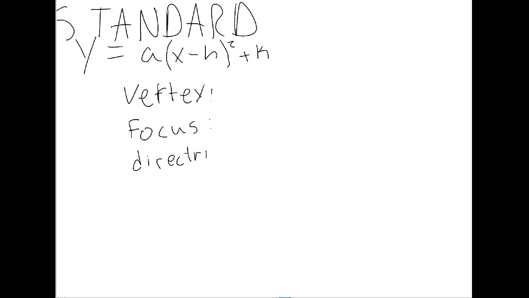Now, the vertex of a parabola is where the two sides of the parabola meet. So let's say we've got an XY coordinate plane over here, and we've got a little parabola going on. Okay? Now, the vertex is where these two meet, kind of the focal point here. So this would be our vertex. And this is given by h and k.